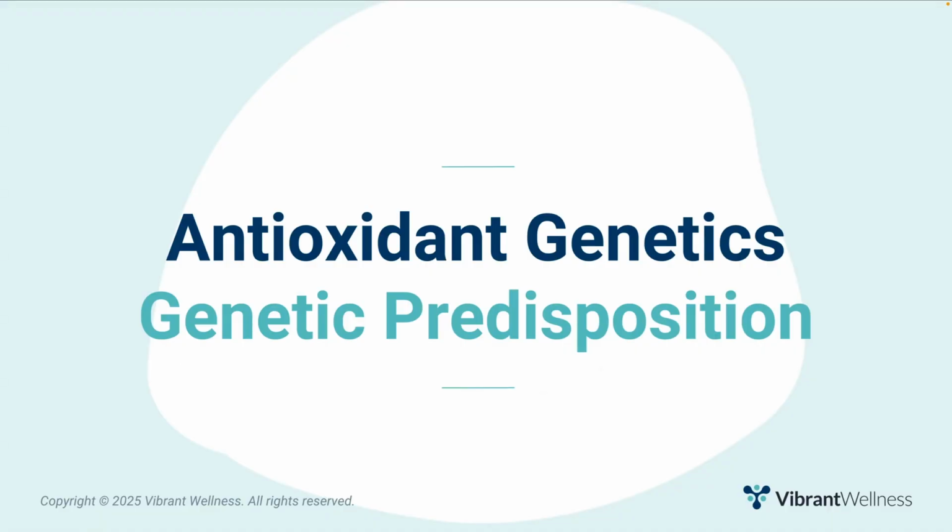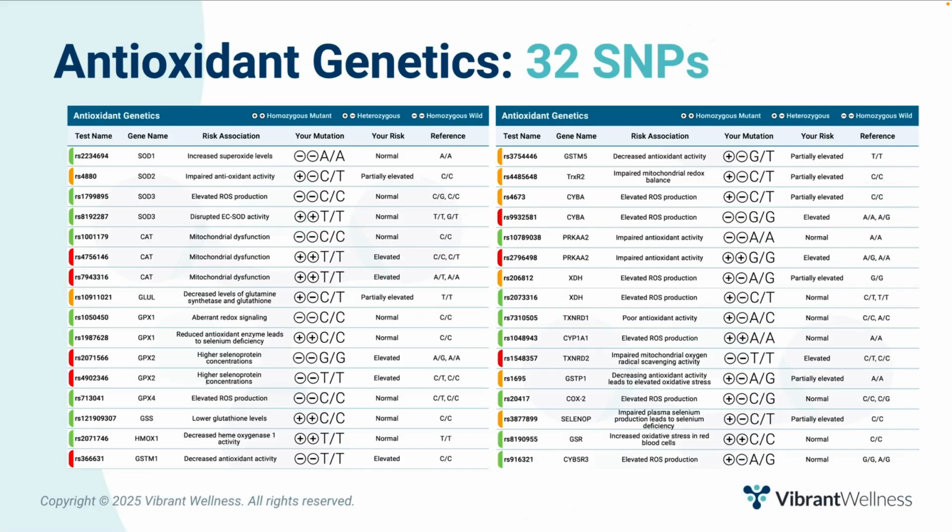Antioxidant genetics provides insight on predisposition to oxidative stress due to suboptimal enzyme function. The antioxidant genetics panel looks at 32 single nucleotide polymorphisms, or SNPs, impacting endogenous antioxidant enzymes. Enzymes like superoxide dismutase, catalase, and glutathione peroxidase protect DNA, RNA, lipids, and proteins from damage by neutralizing free radicals. When these enzymes aren't functioning optimally, it can result in increased oxidative stress load on the body.